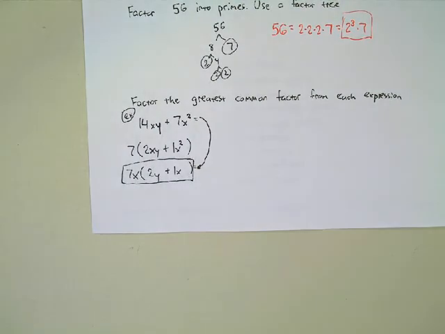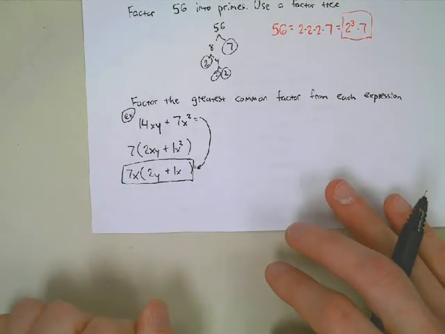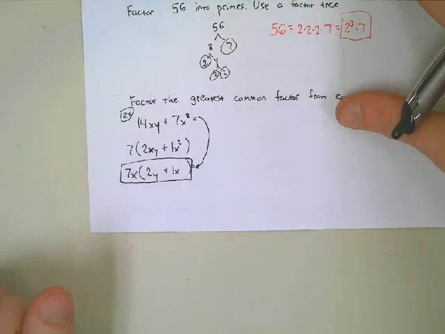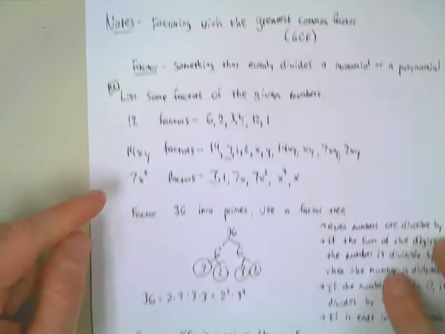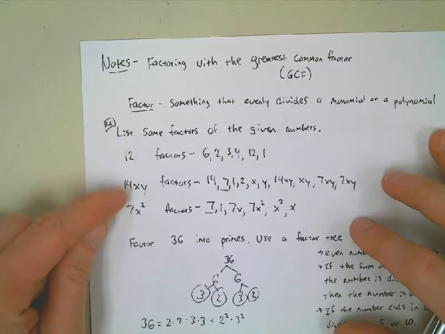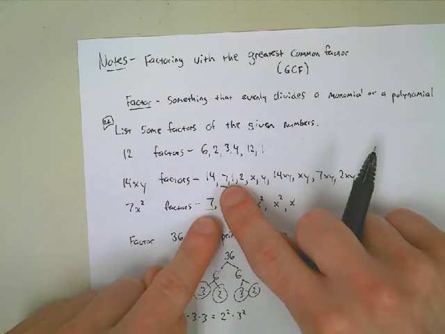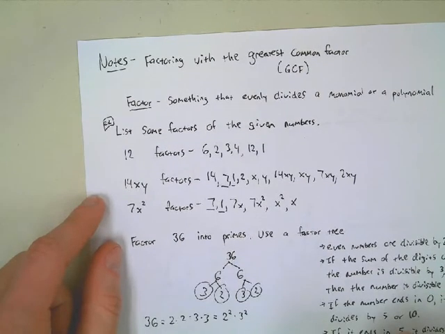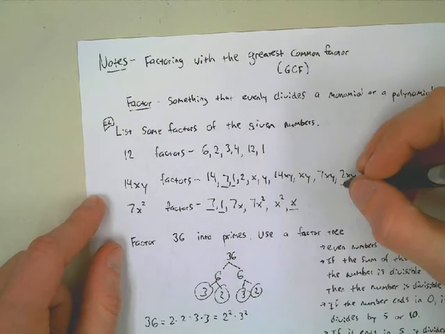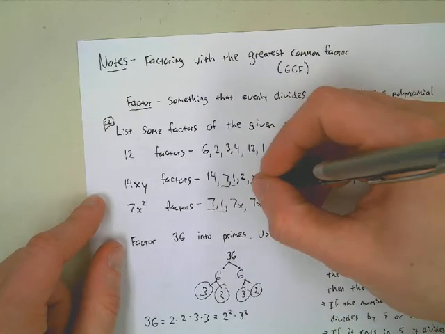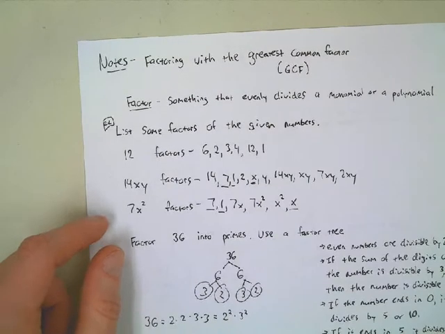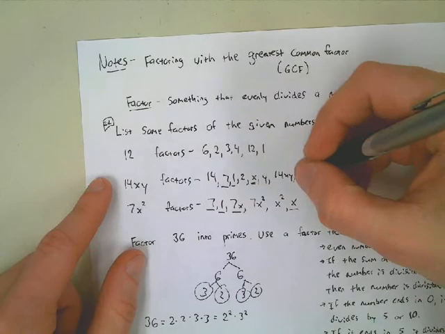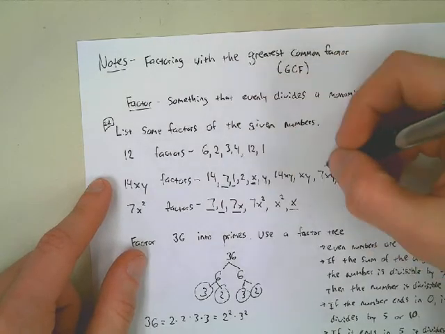Now, let me go back up here real quick. Can I scoot up? Let's look at our factor list here. We saw that they had a 7 in common. They both have 1s in common. They were both divisible by x. They're both divisible by 7x. Where is the 7x? I didn't list 7x up here. Whoops, 7x should be there too. The 7y should be up there too.